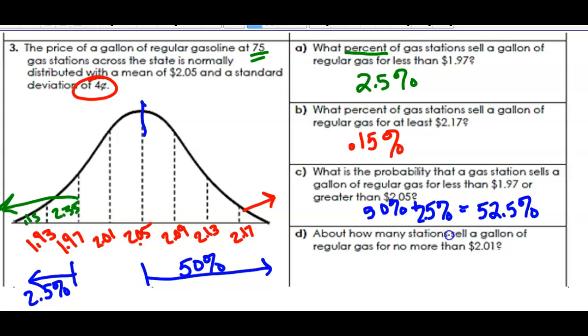About how many stations? So this is the one where we need to use the fact that we surveyed 75 stations. How many stations sell a gallon of gas for no more than 2.01? So 2.01 or less. Well, this was 2.5%, and remember this was another 13.5, right? Or we had a 50% and a 34%. So below that would be 16%. If you added those three numbers together, you get 16%. And 0.16 times 75 is 12 stations.